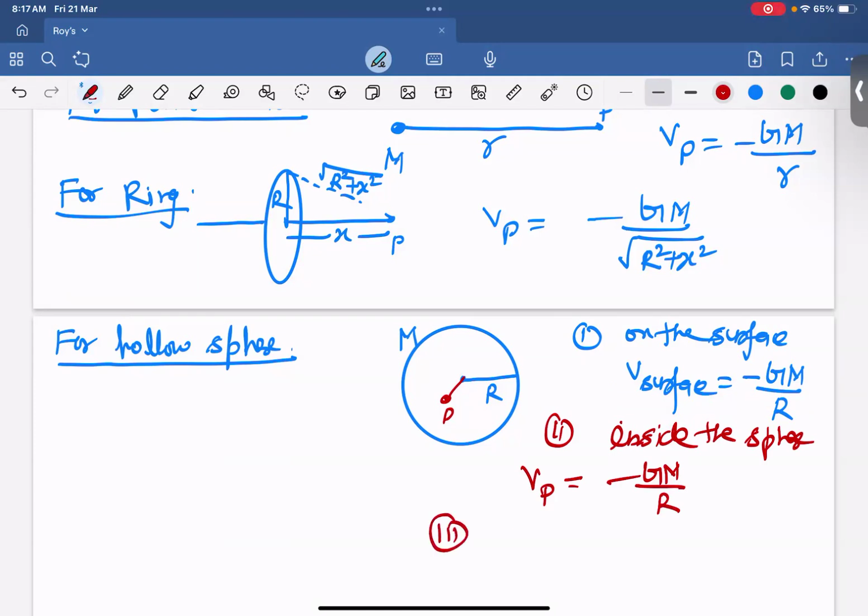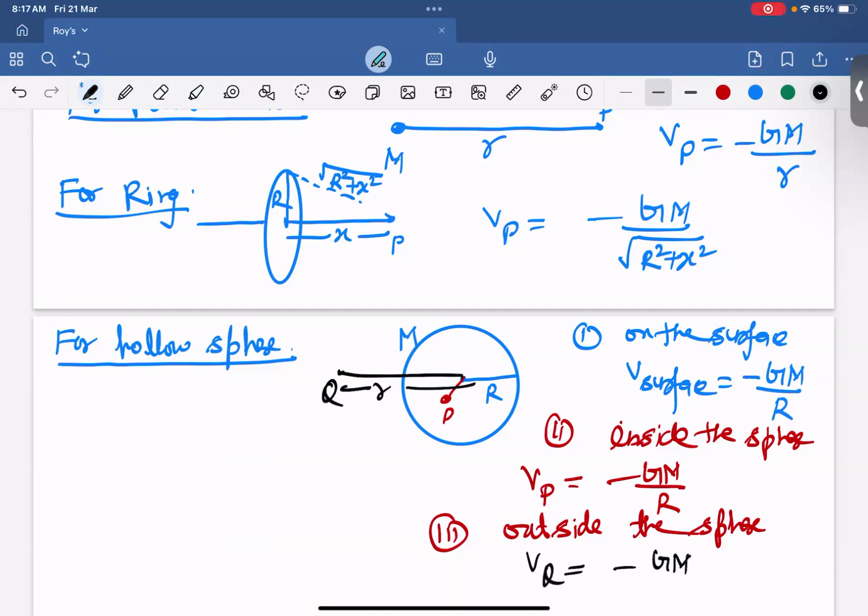Whereas if you say outside the sphere, let's suppose I want to take some point here. This is the point Q, and this is at a distance small r. So I'll take the potential as minus GM, but with distance small r. So what you see is that these two are the same.